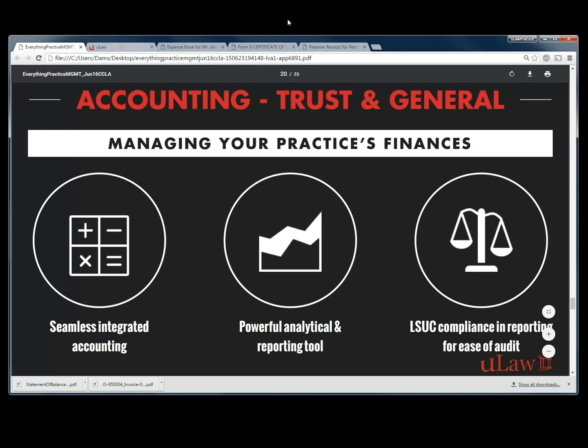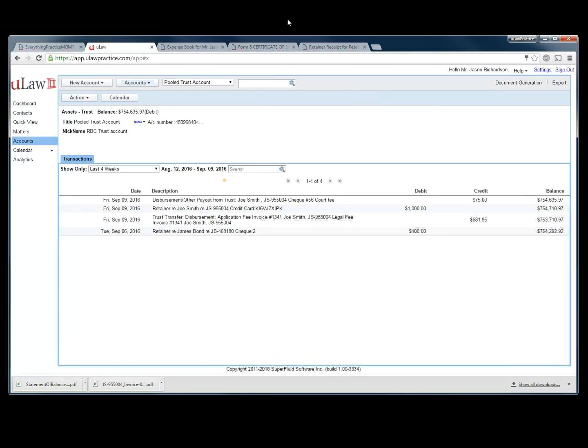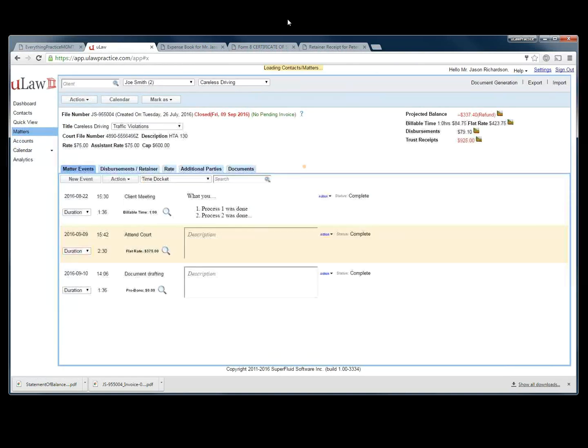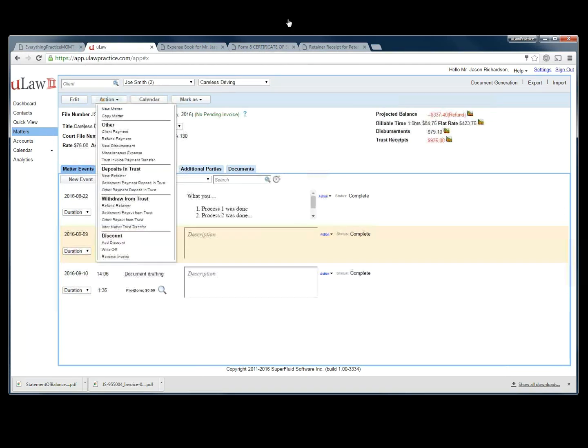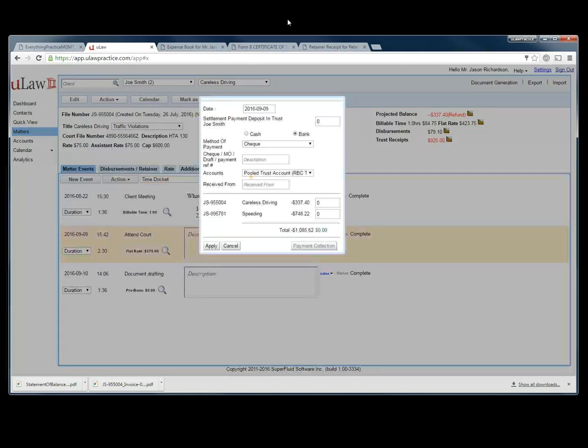Now, some software makes it default. For example, and I'm going to reopen this matter again. Let's say you got a settlement in this matter, right? If you got a settlement and you're depositing the settlement, you want to always make sure that the settlement deposit always goes into your trust account. You don't even want to have an option here where you accidentally deposit it into your general account.